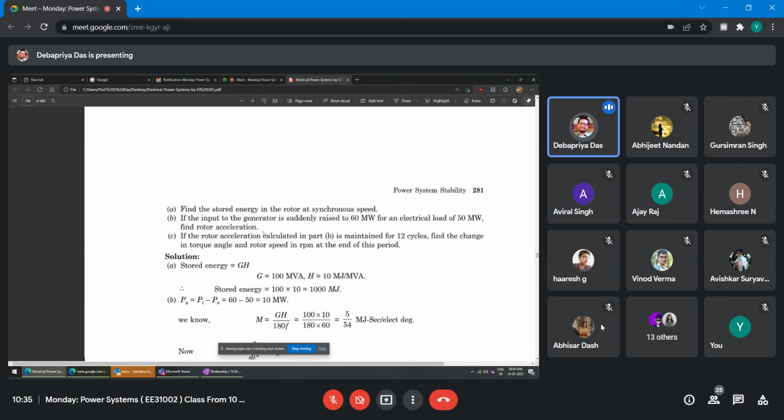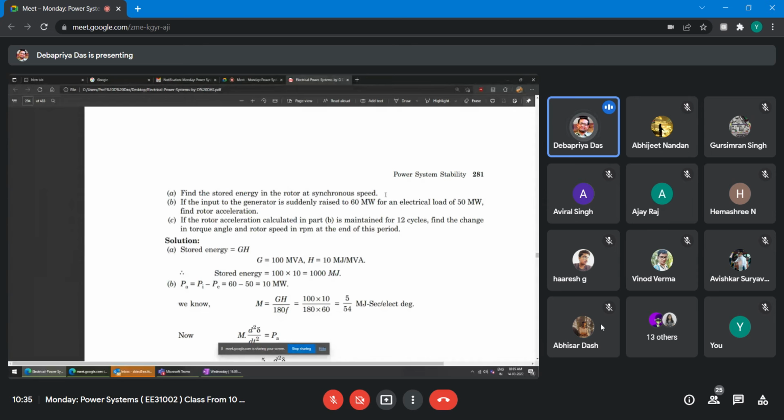So now you have to find the stored energy in the rotor at synchronous speed. If the input to the generator is suddenly raised to 60 megawatt, for an electrical load of 50 megawatt, find the rotor acceleration, right? If the rotor acceleration calculated in part B is maintained for 12 cycles, find the change in torque angle and rotor speed in RPM at the end of this period, right?